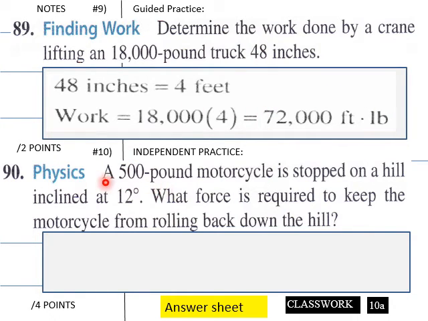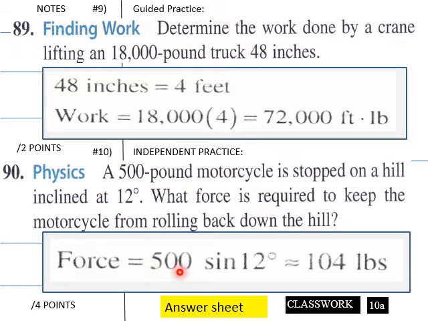And then for number 90, I do this. Force equals 500 sine 12 degrees. So we have a sine here. We use a sine function for this incline. 500 pounds times sine 12 degrees equals 104 pounds, just to stop the motorcycle from rolling down the hill.